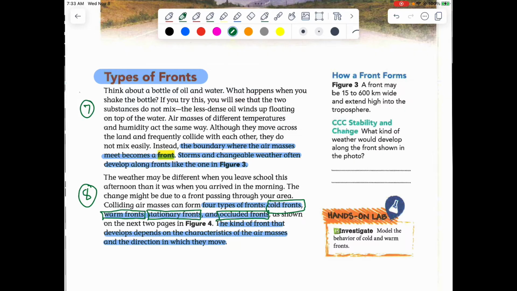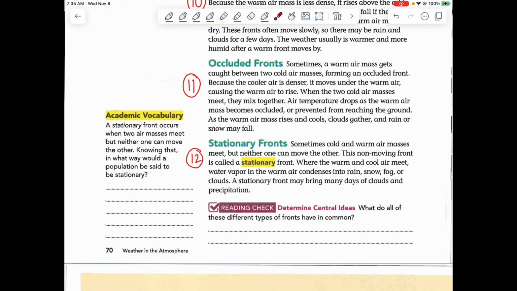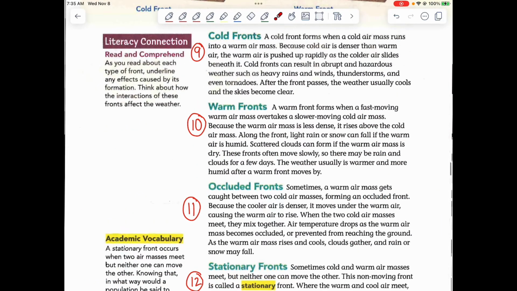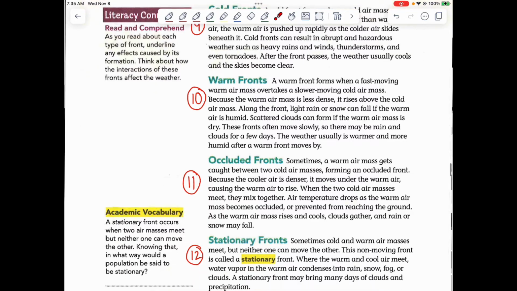Take a moment, finish your highlighting, pause if you need to, continue when you're ready. All right, we are on to page 70. We're going to number our paragraphs 9, 10, 11, 12.